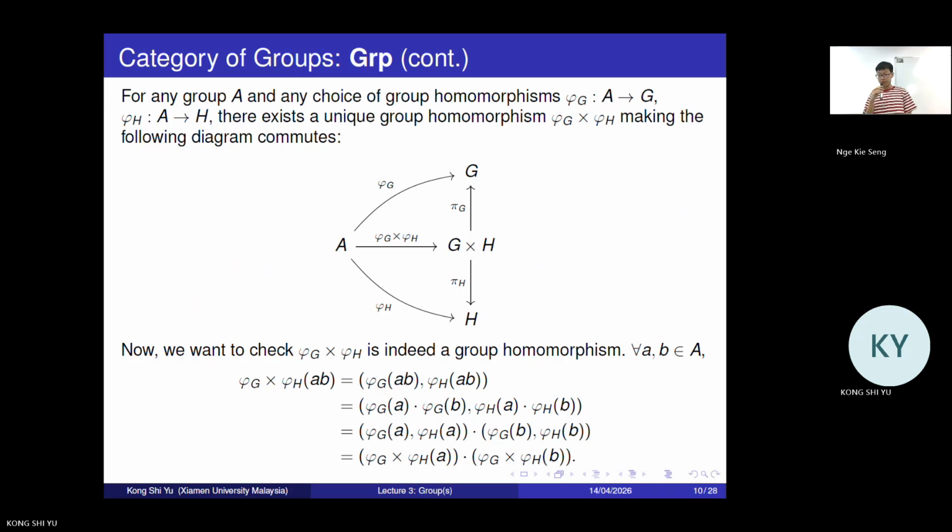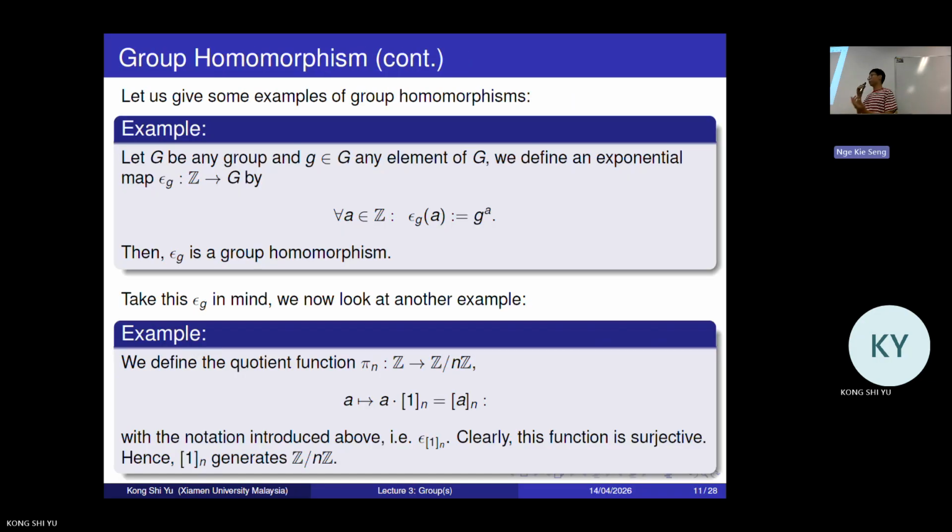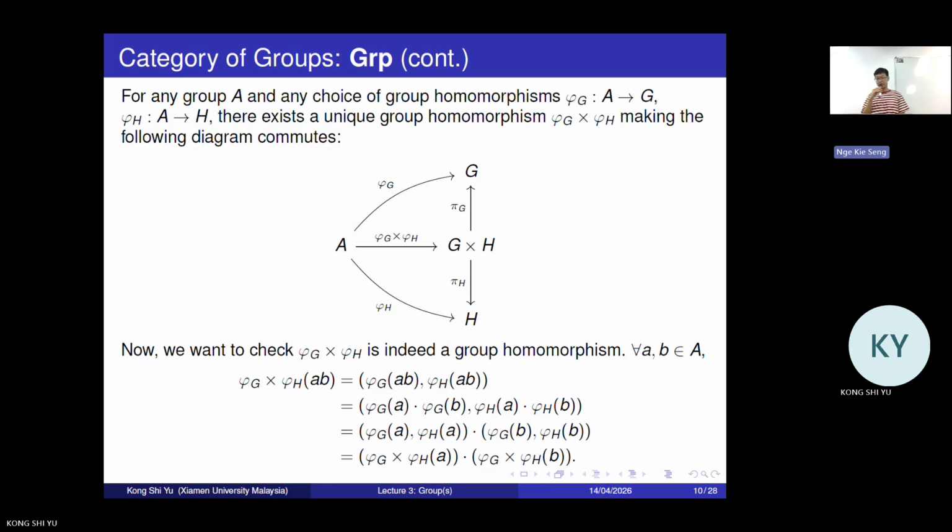Then we can regroup them into (VG(A), VH(A)) and (VG(B), VH(B)), and by the definition of how we defined VG cross VH, this is indeed a group homomorphism. So after taking the product of two groups, we can produce a group homomorphism defined as VG cross VH, and we have already checked that it is indeed a group homomorphism.